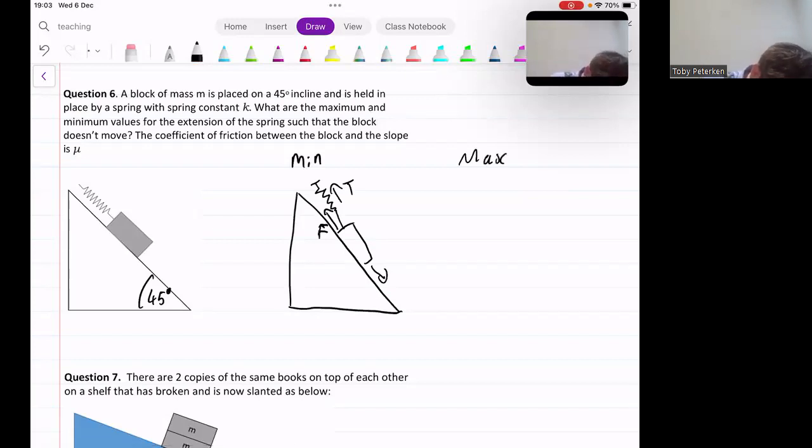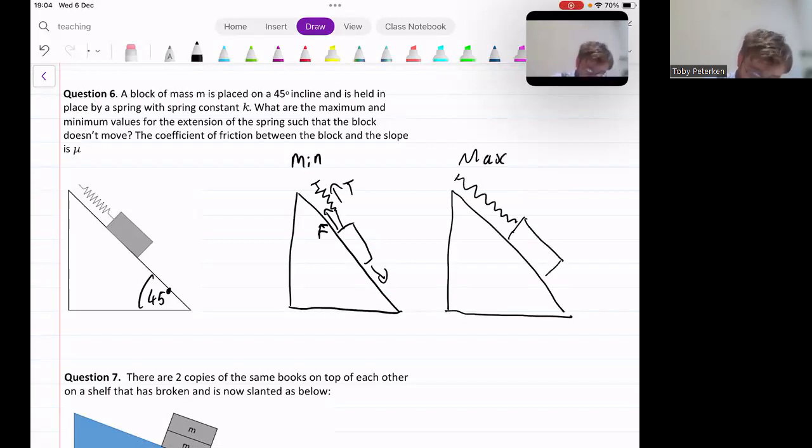Alternatively, what we could have is this really stretched. The block would still, under its own weight, want to slide down. The tension in the spring will be pulling it back up, but it's been so stretched that if it wasn't for friction, it would just spring back up. So actually, friction is stopping it being pulled back up. So the friction also acts in the downwards direction.